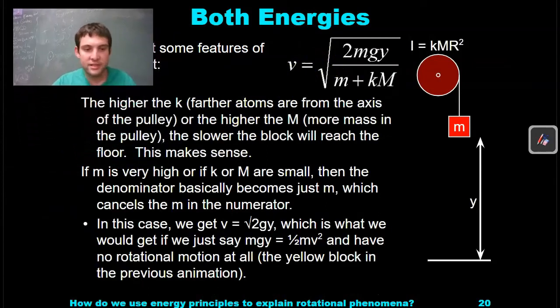So what this equation tells us is the higher the k, the higher the shape constant, the farther the atoms are from the axis of the pulley, and the higher the big M, the slower the block will reach the floor. If little m is really big, or if k or big M are really small, then the denominator just basically becomes little m, and those can cancel out. So what we're left with is v equals square root of 2gy, which would be the case if there was no rotational kinetic energy.